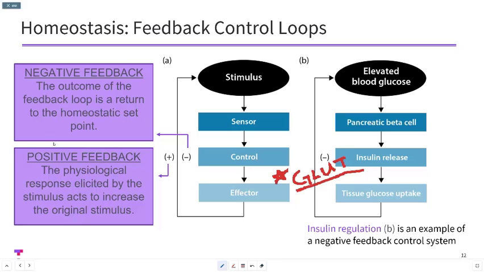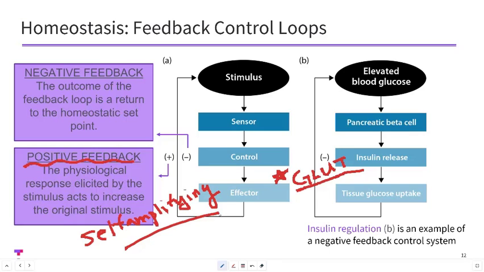However, a positive feedback is going to be a little bit different. Positive feedback utilizes a one-way direction, which, instead of resetting, is actually a self-amplifying effect.